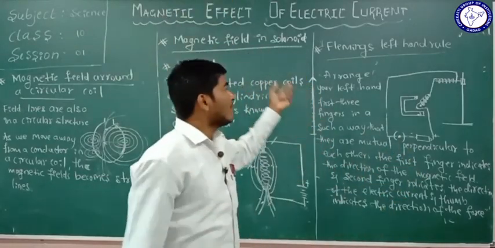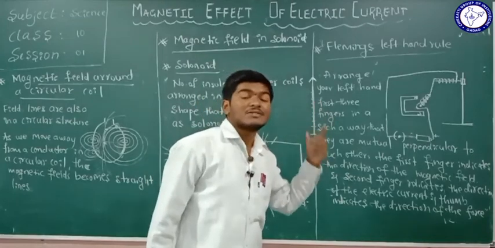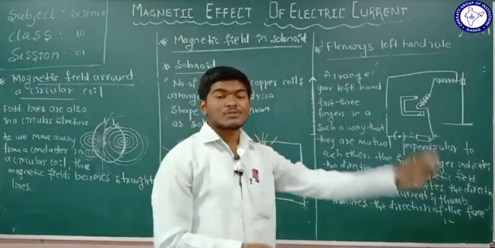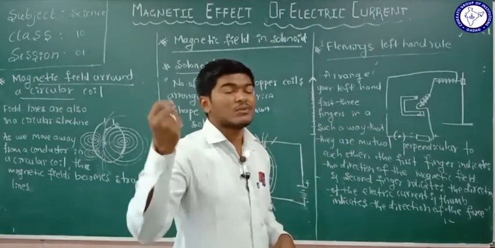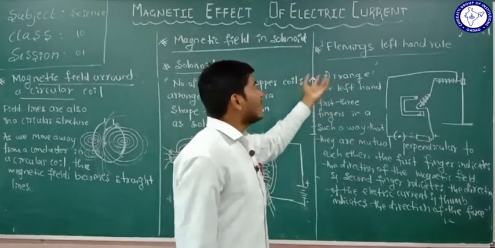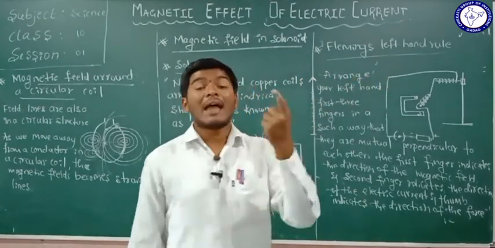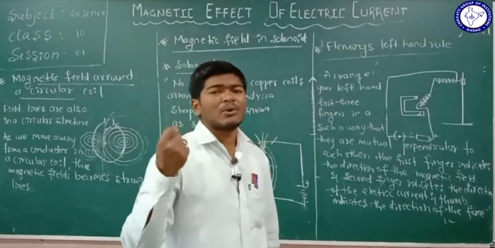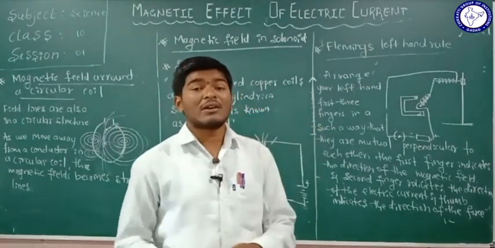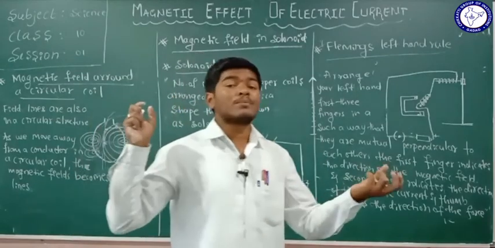Fleming's left hand rule is utilized to prepare many devices. One of them, made with the help of the left hand rule, is the electric motor. This electric motor is very widely used nowadays. We can see the electric motor in every electrical equipment we see.